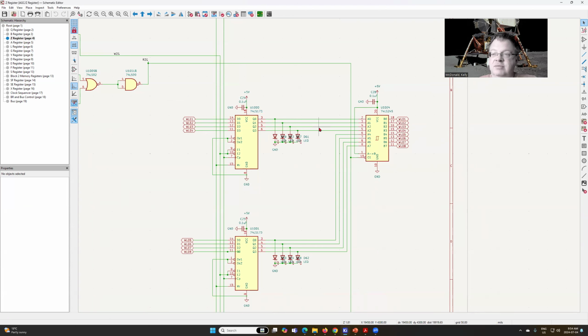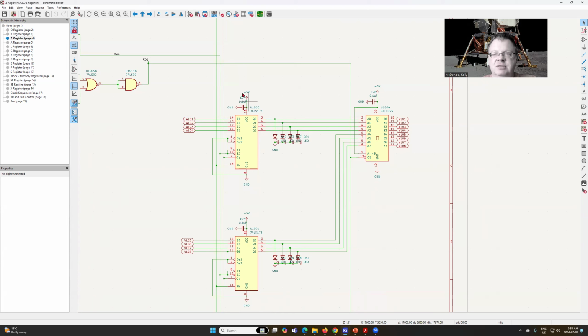Now, like what Ben described, we could have actually built this entirely using just the four 173s, because we can use the output enables here to push the data out onto the bus whenever we needed to. The challenge is then we can't actually see what's stored in the register at any particular point in time.